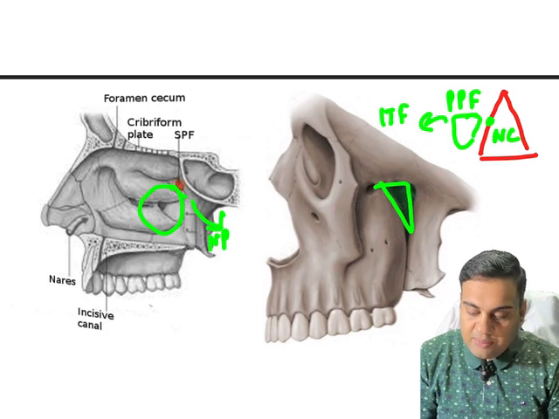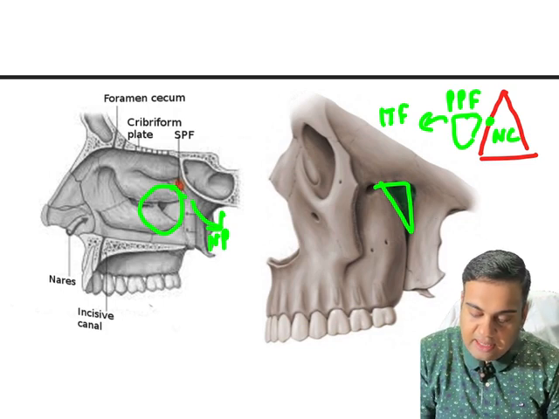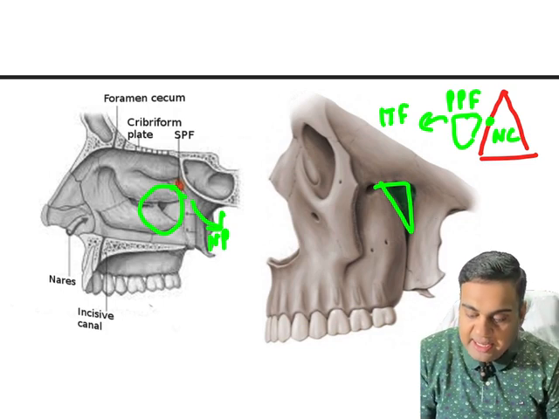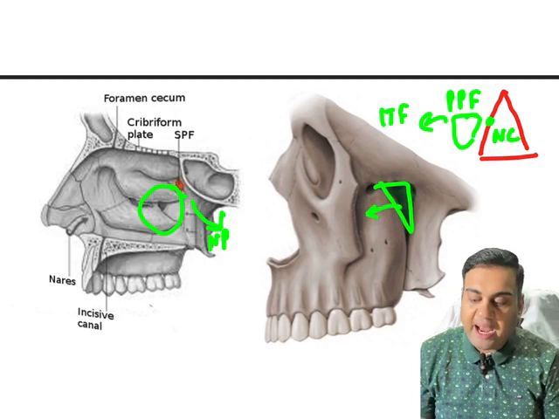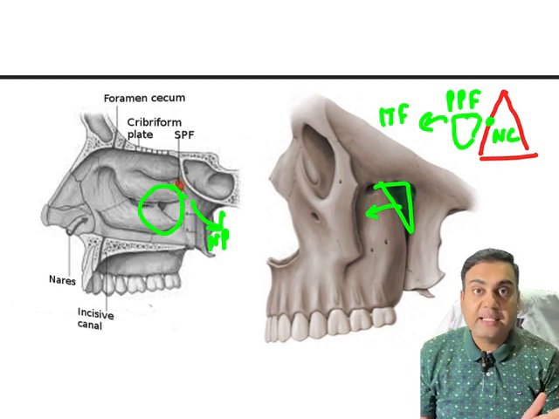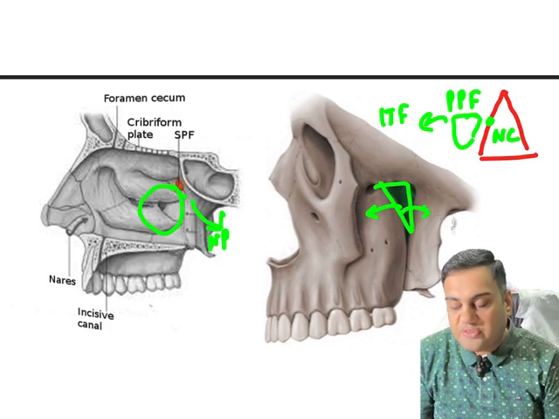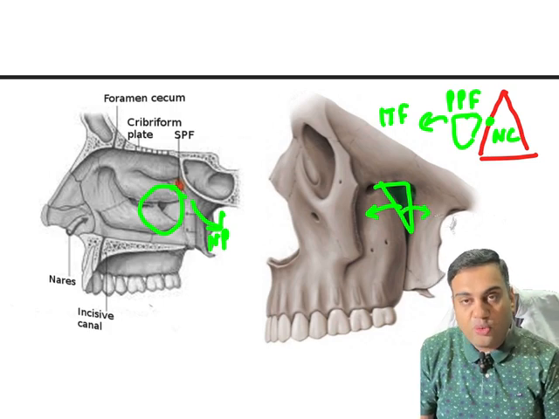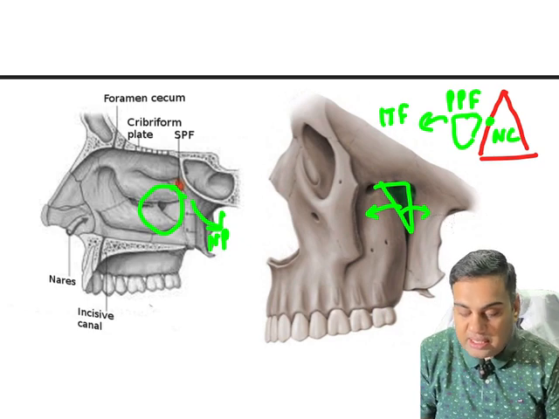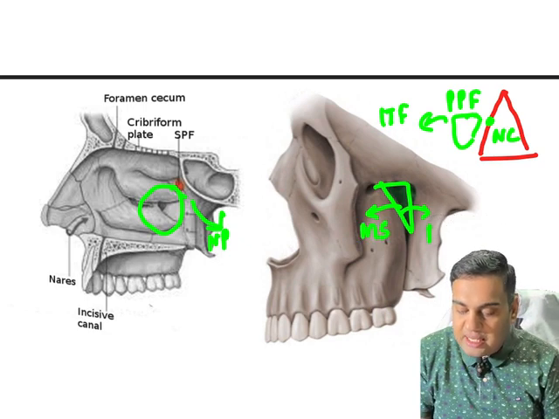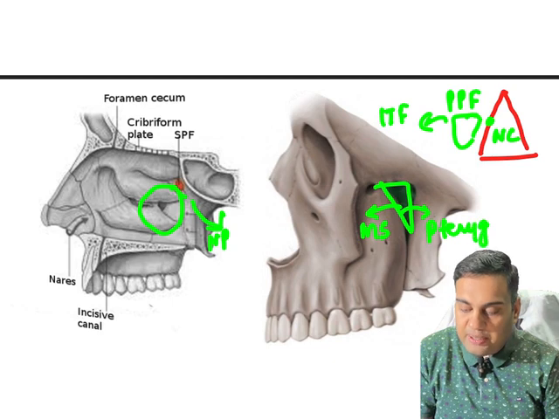Now let's understand one more thing. What is anterior to it? Anteriorly is the maxillary sinus. Very good. Posteriorly is the sphenoid bone or the pterygoid plates. So this is the maxillary sinus, and this is the pterygoid plates.